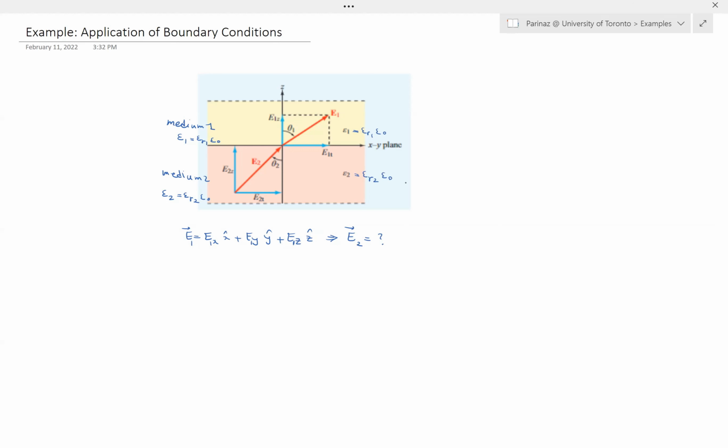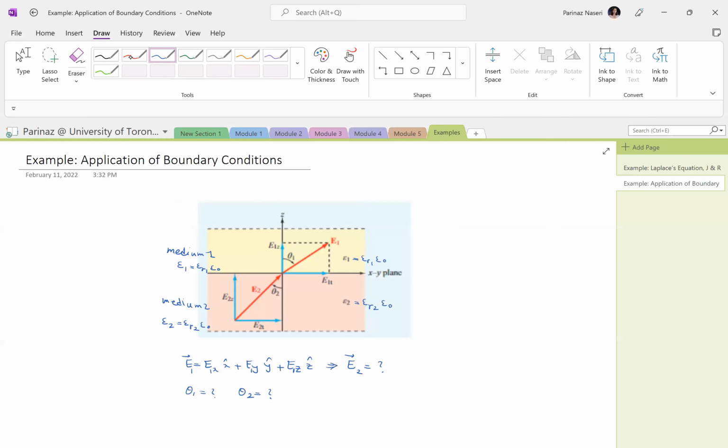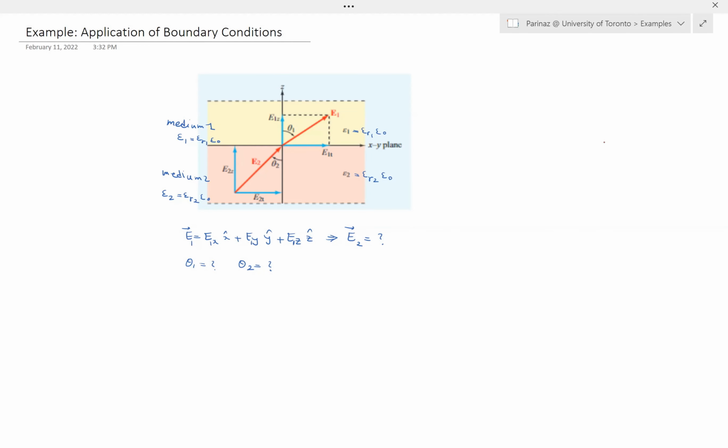Also what is asked of us is: what is theta 1 and theta 2 here? Basically, the angle that the electric field makes and is directed in each medium. These are all going to be parametric, so you don't have to derive any numbers for them. But as the name suggests, this is the application of boundary conditions.